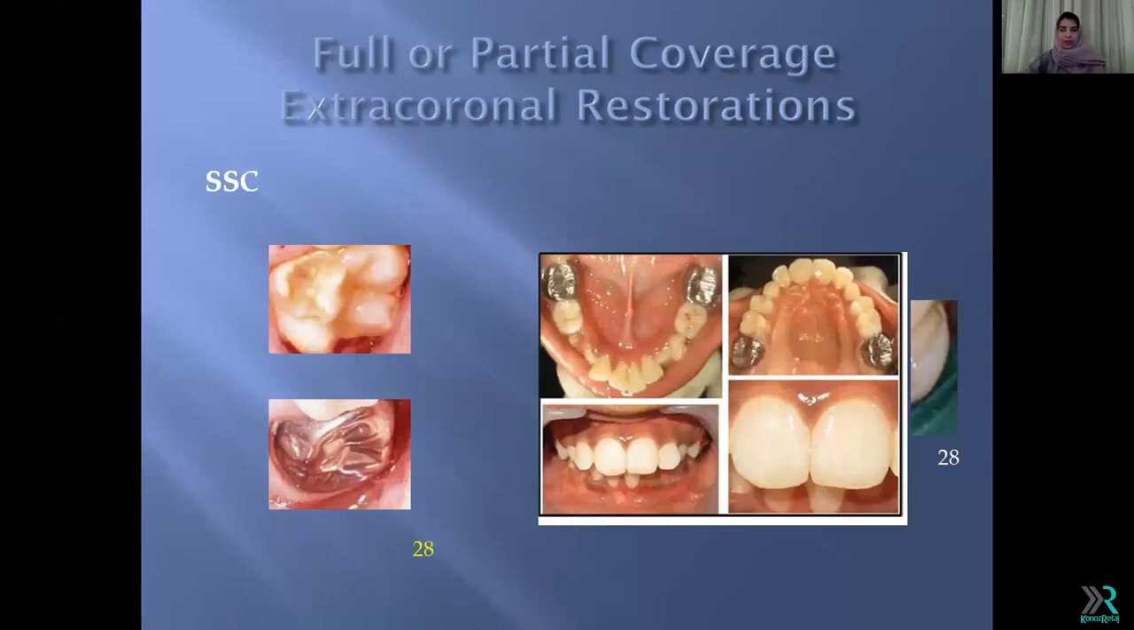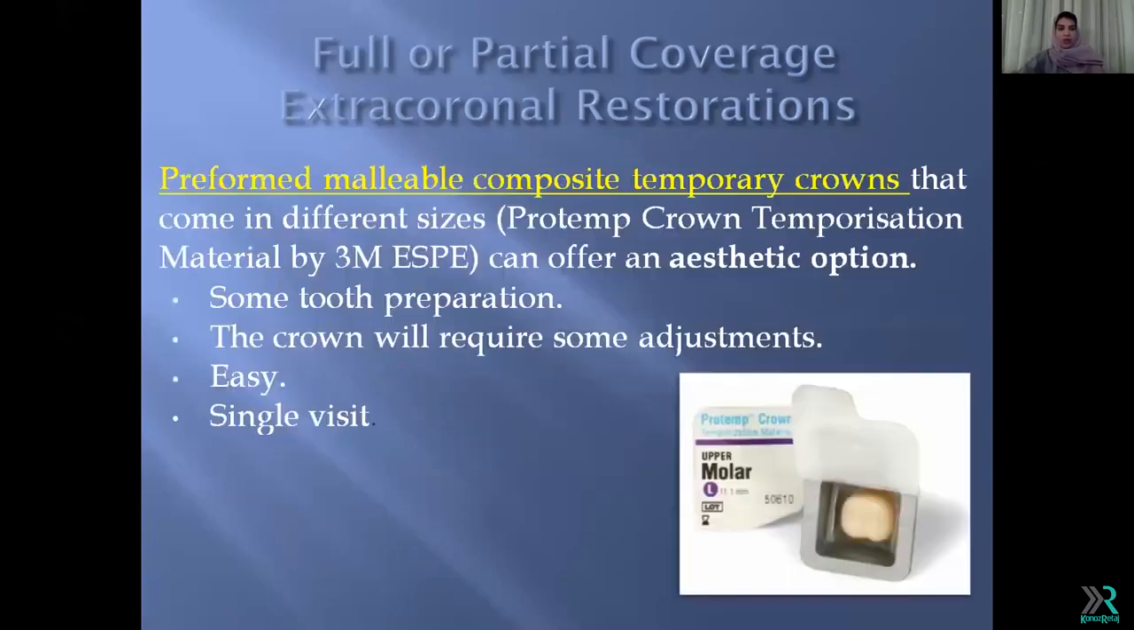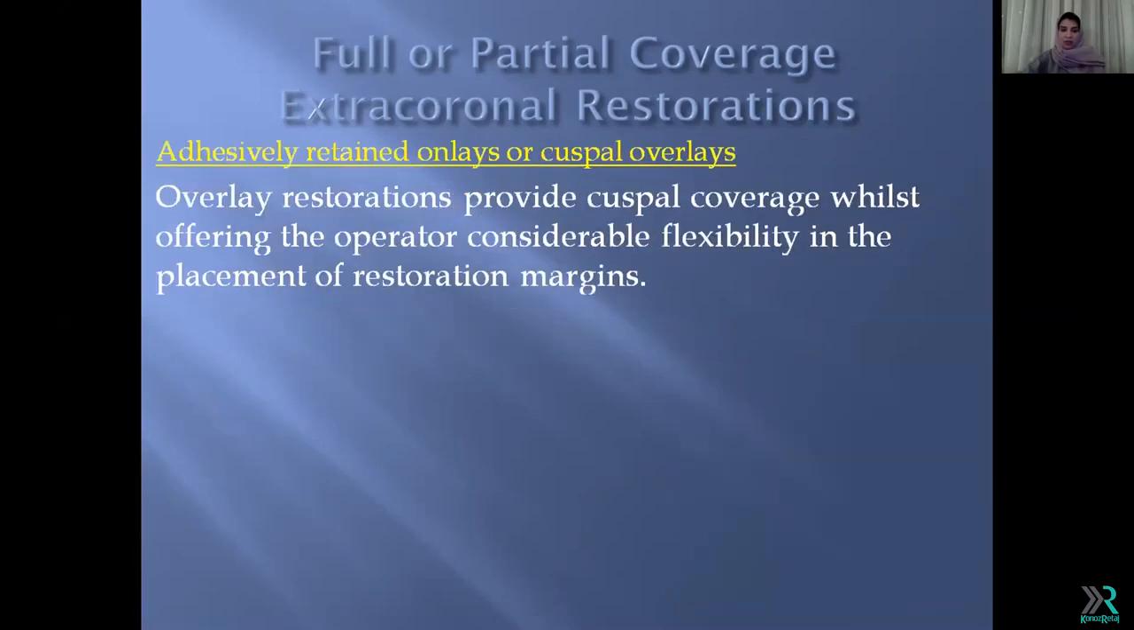Here are some teeth that were restored with the stainless steel crown. Another choice is the preformed malleable composite temporary crown that comes in different sizes, like the ProTemp crown temporization material, which can offer good aesthetic options and needs some tooth preparation. The crown will require some adjustment, is easy, and can be finished in a single visit.